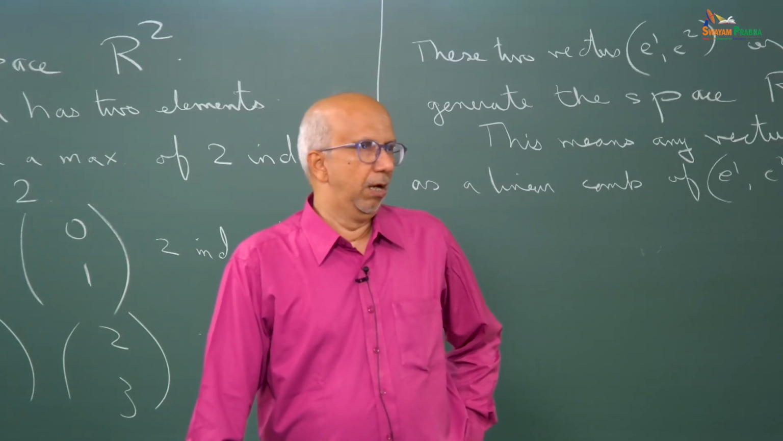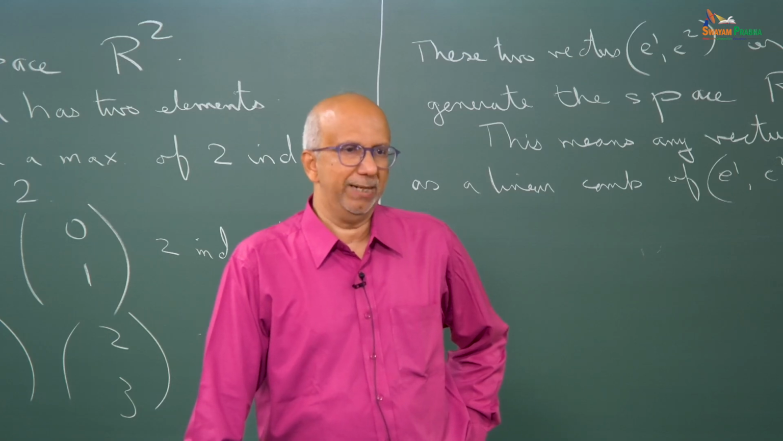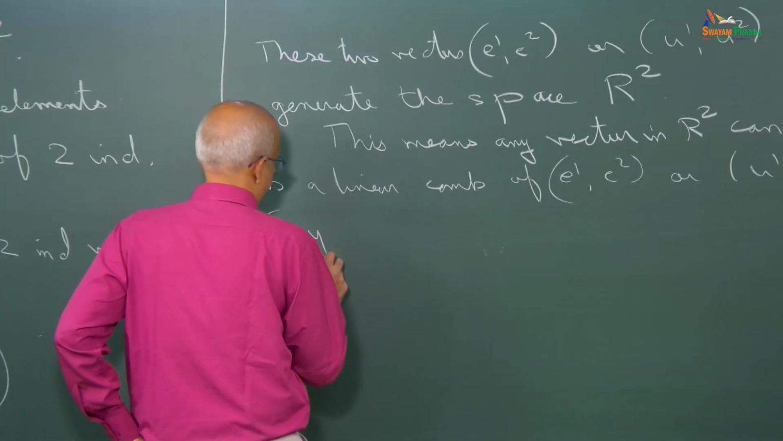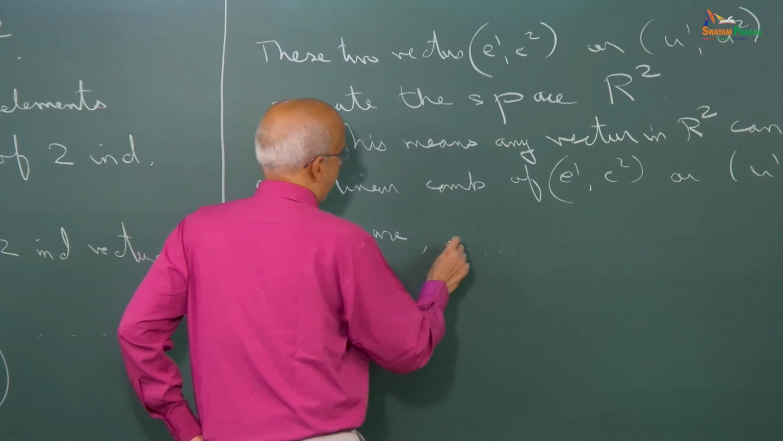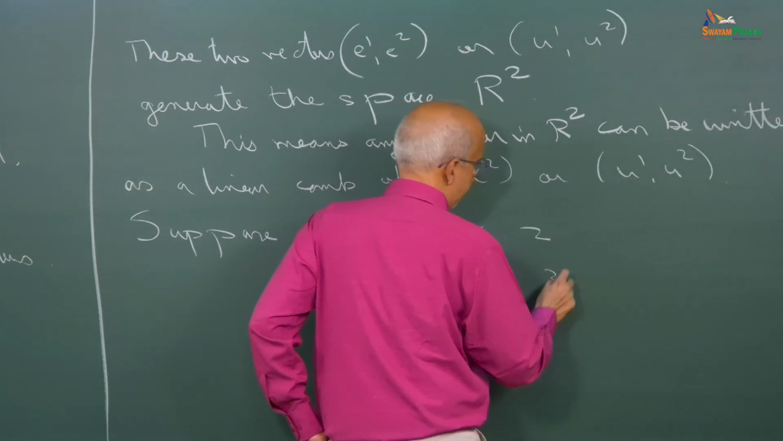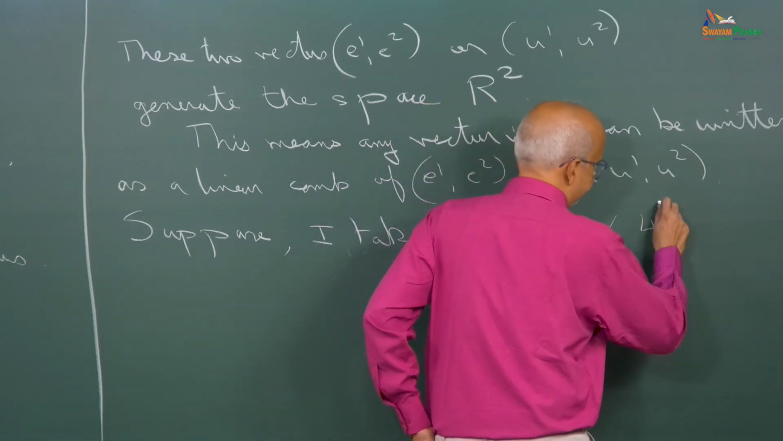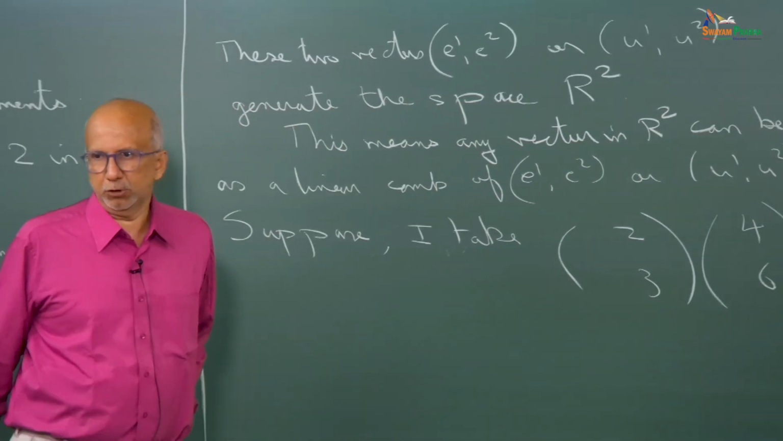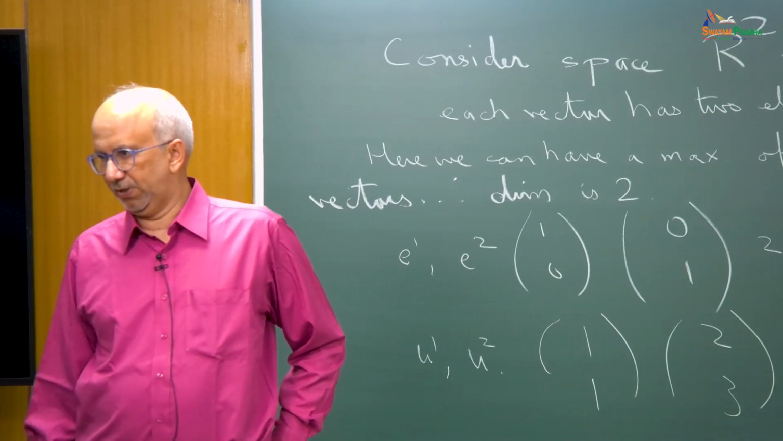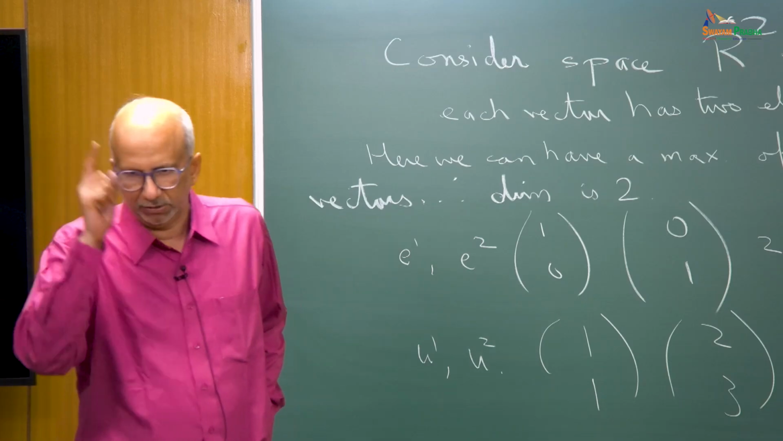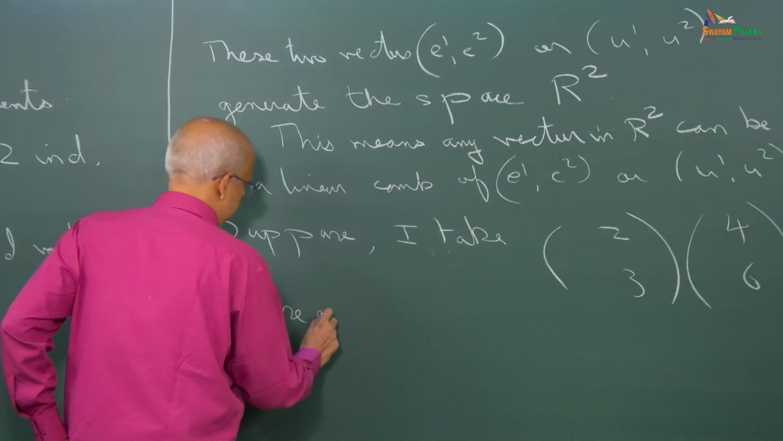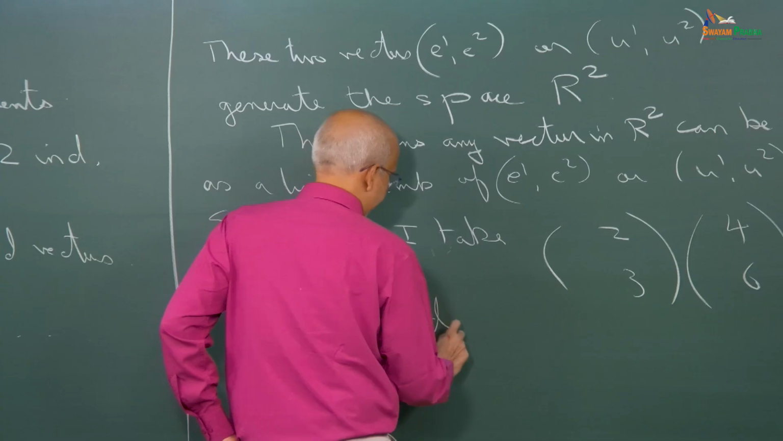Now, suppose I take two vectors, let us say (2, 3) and (4, 6). These are also two vectors, but they are not independent, they are dependent on each other. One is the double of the other. They are basically on the same line, the vectors go in the same direction. So, these are two dependent vectors.